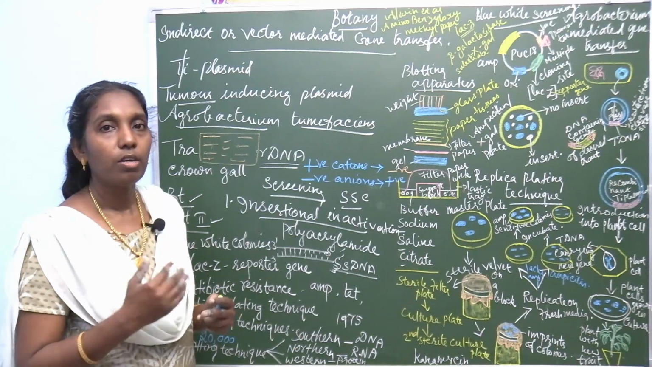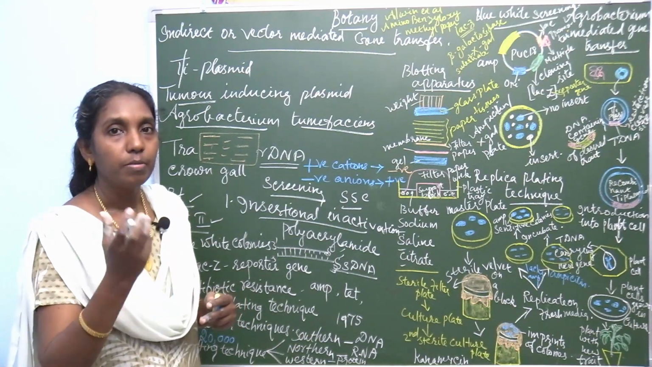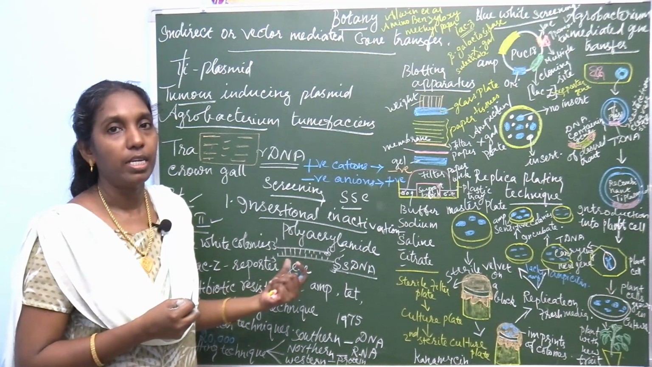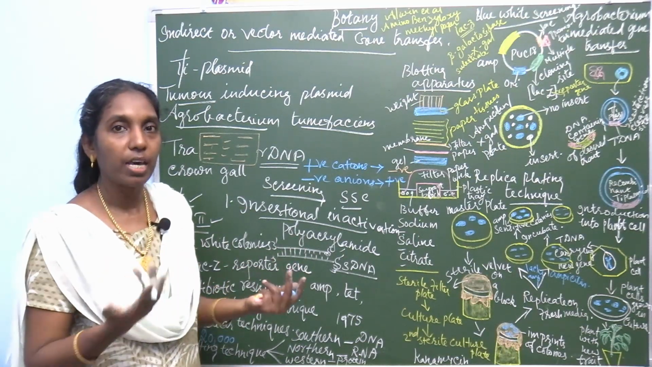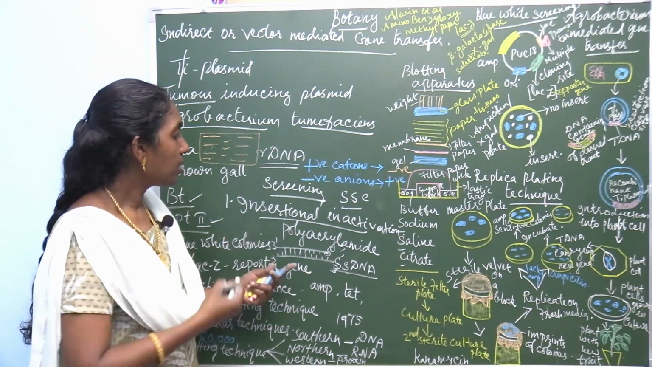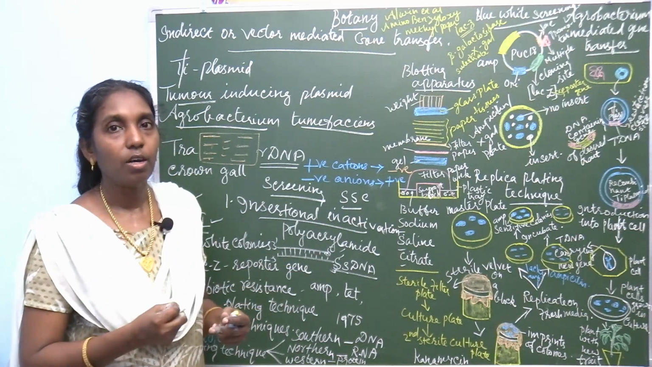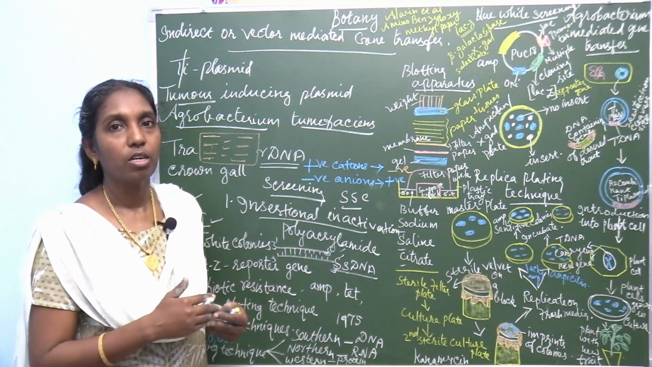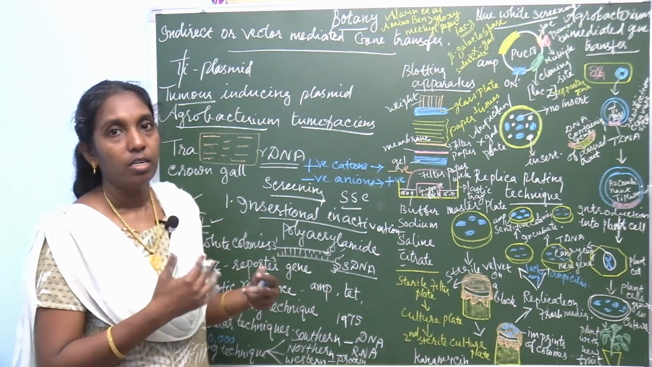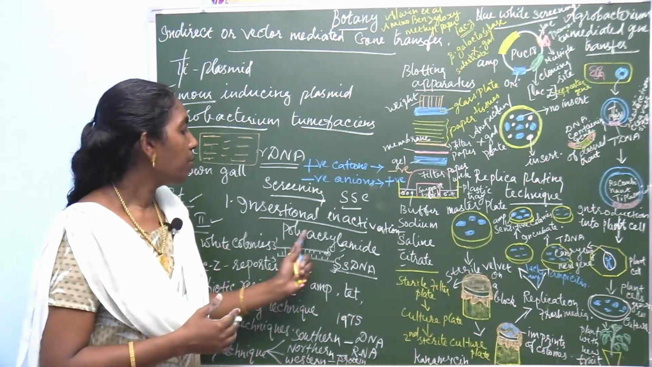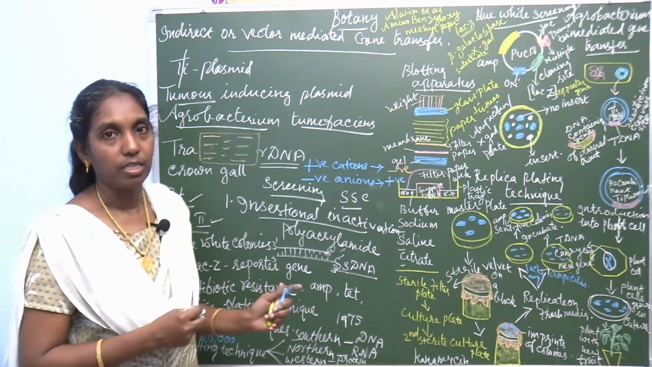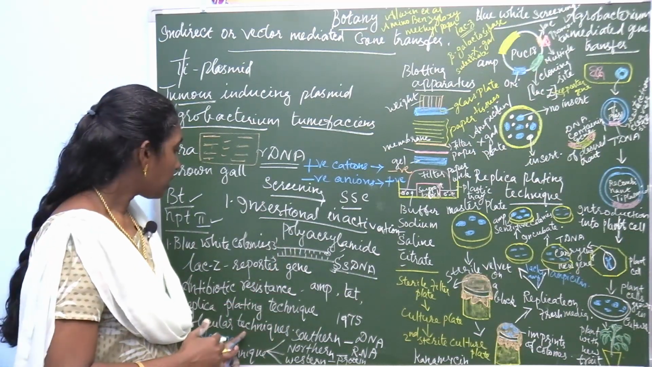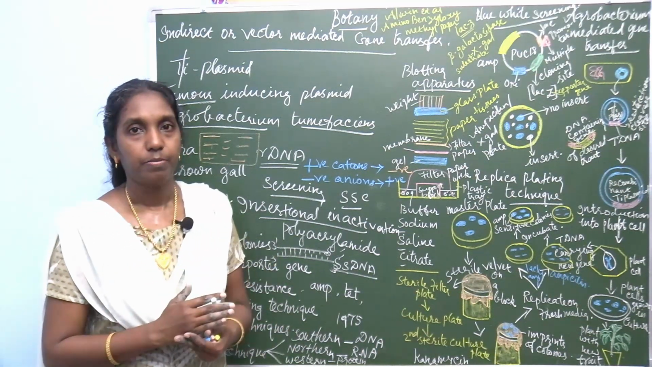Then detection is done by autoradiography. Autoradiography is the method of detecting this image in the form of X-rays. Likewise, this image is detected with the help of either emission of light or emission of radiation. The image is captured. This is the Southern blotting technique.